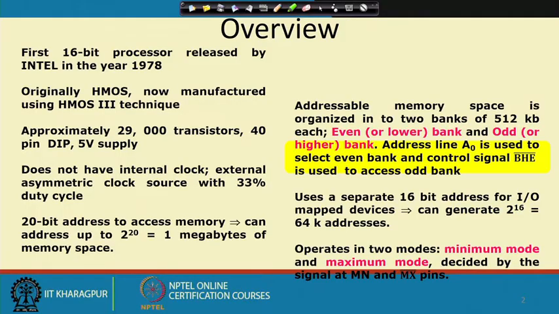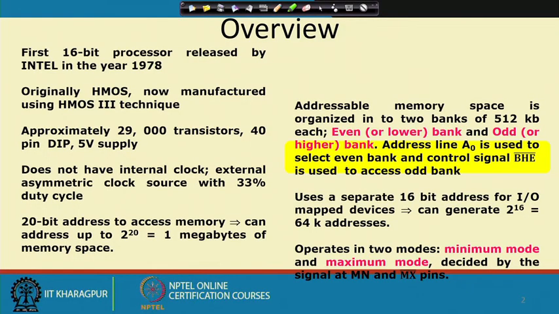There is a 16-bit address space for the IO mapped devices. Unlike 8085, where we had 8-bit IO address, here we have got 16-bit IO address. So, the total number of IO devices that can be connected is 2 power 16, that is 64 kilo. So many addresses are available, so you can connect so many devices.